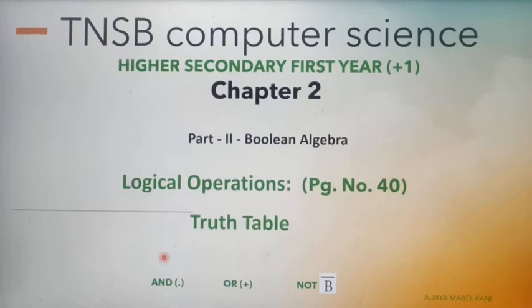My dear children, in this video we are going to see about logical operations and truth table from chapter 2. Here we have three different types of logical operations. First one AND operation, second one OR operation, third one is NOT operation. Here dot is the symbolic representation for AND operation. Next plus is the symbolic representation for OR operation. And over bar is the symbolic representation for NOT operation.